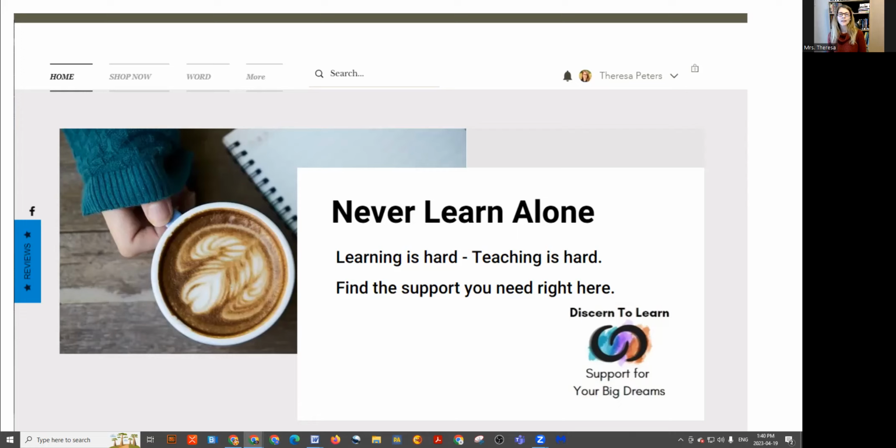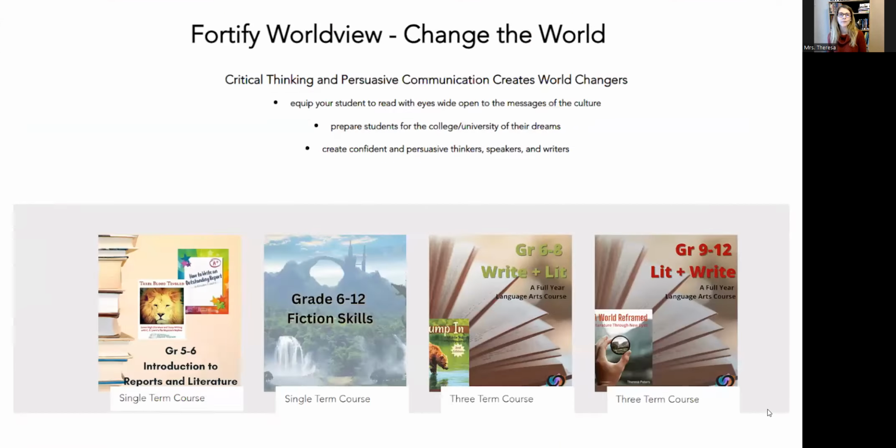And one of the things that's very important is that students don't have to feel overwhelmed or discouraged or that they don't know where to go next. With Discern to Learn, they never learn alone. They have virtual classes and they have one-on-one support, so they can always get help.